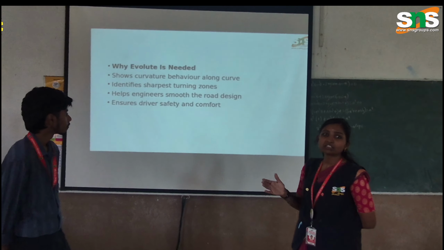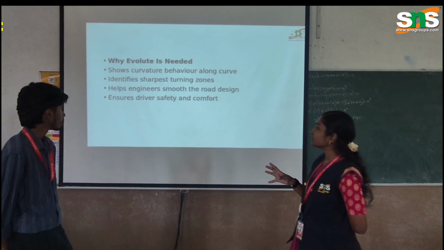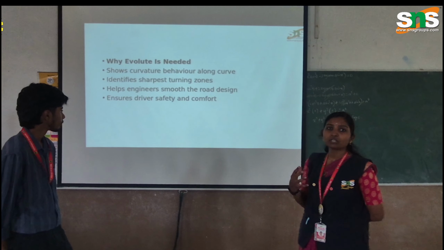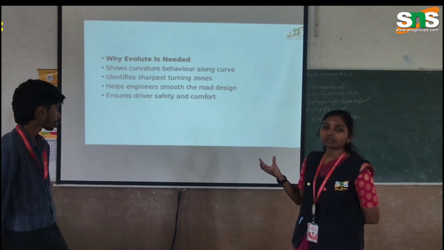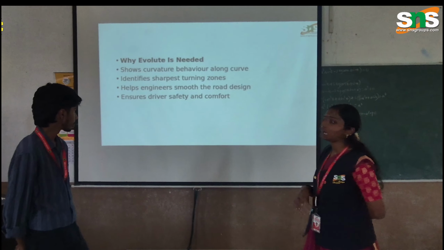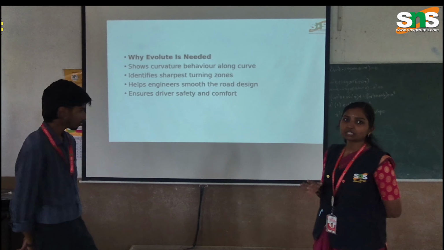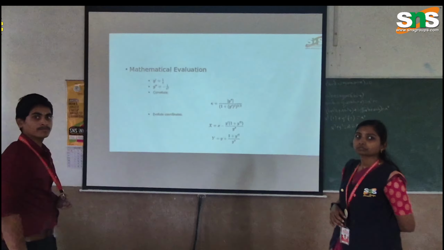Where the curvature is high, that will be called the sharpest turning zones. And the third is it helps engineers smoothen the road design, where the curvature will be very low and we will be reducing the accident prone areas, and ensures driver safety and comfort for driving. So these are the things to be noted for why we need an evolute.